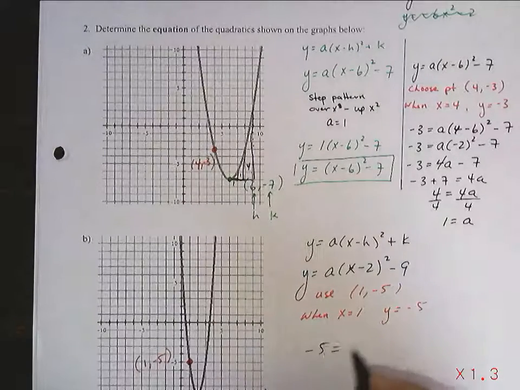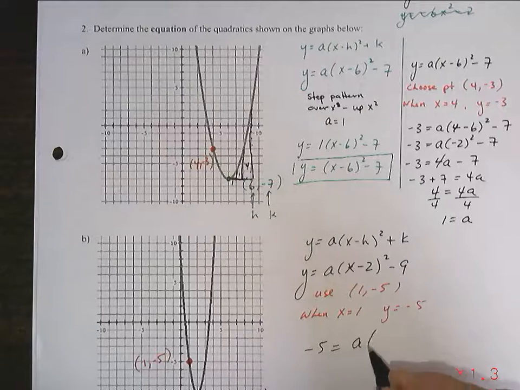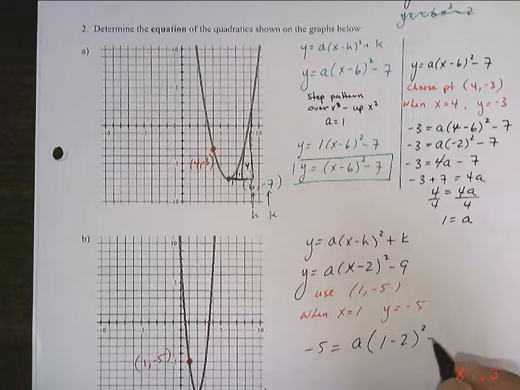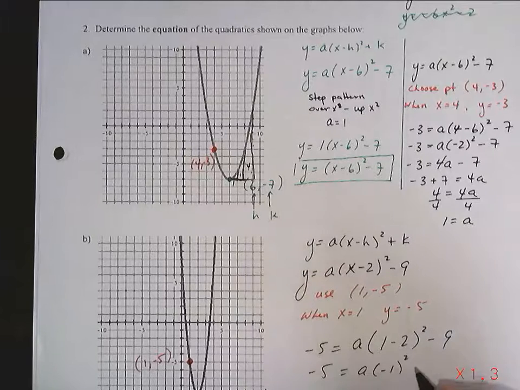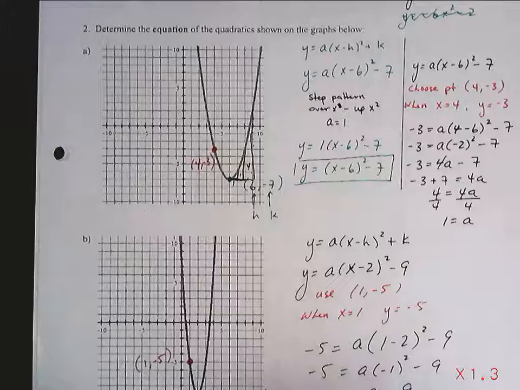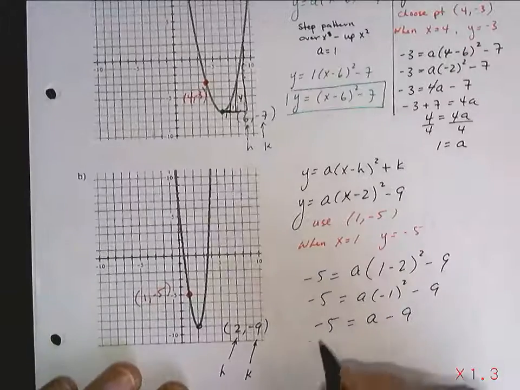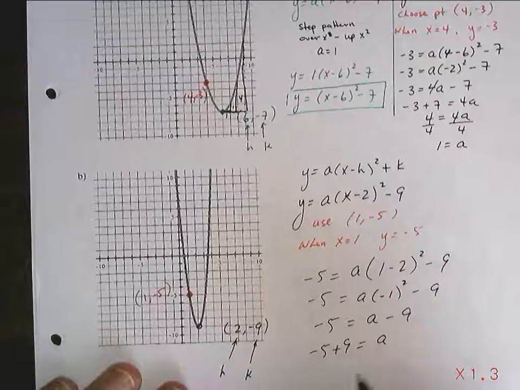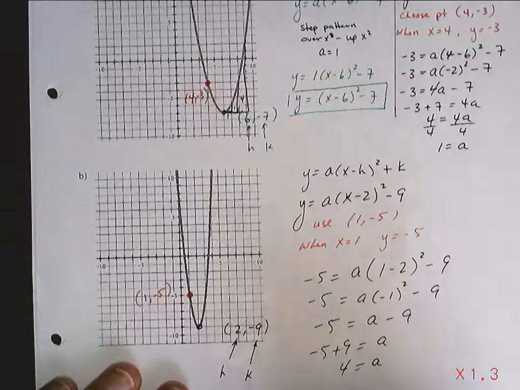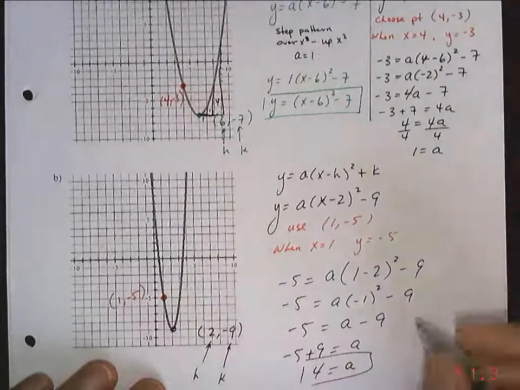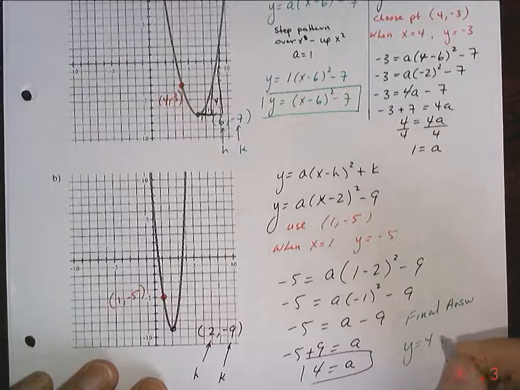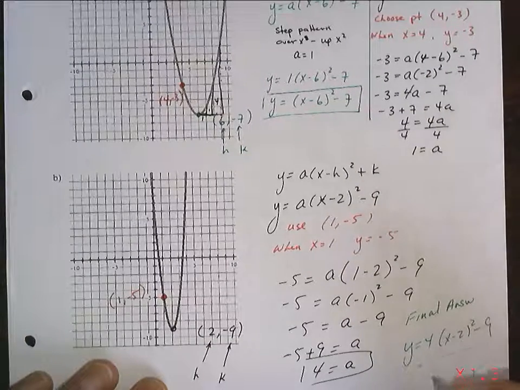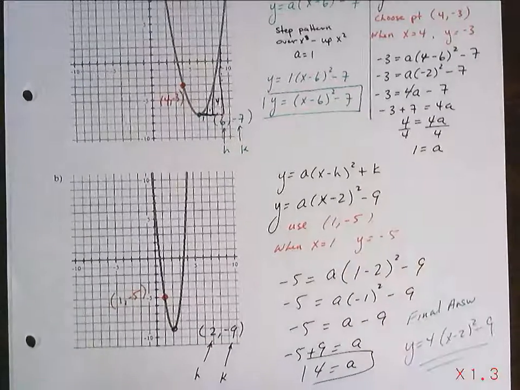Negative 5, that's for the y, equals a. Don't know what that is. 1 is for the x, minus 2 squared, minus 9. 1 minus 2 is negative 1, squared. Negative 1 squared is 1. I don't have to put the 1 in front of the a, that's what just 1a means. Take the 9 over to the other side. a equals 4. That's important. That means my final answer is y equals 4(x minus 2) squared minus 9. Life is grand. That's the end of that sheet.